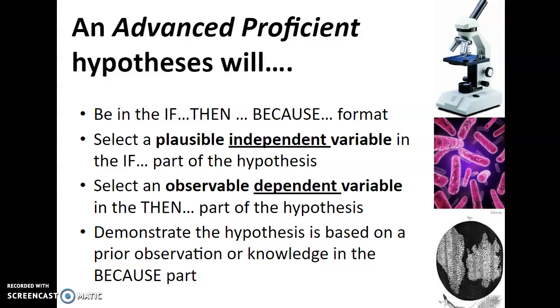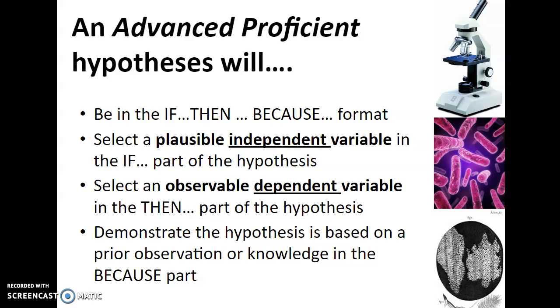So now we're going to go on and begin writing hypotheses. But before we start, I'm going to put some criteria out here for you guys so that you can sort of guide yourself as you're working on writing hypotheses. So your hypothesis always needs to be in the if, then, because format. You need to have the independent variable in the if part of the hypothesis, the dependent variable in the then part of the hypothesis, and then you need to demonstrate that your hypothesis is based on some previous knowledge or observations that you have in the because format.